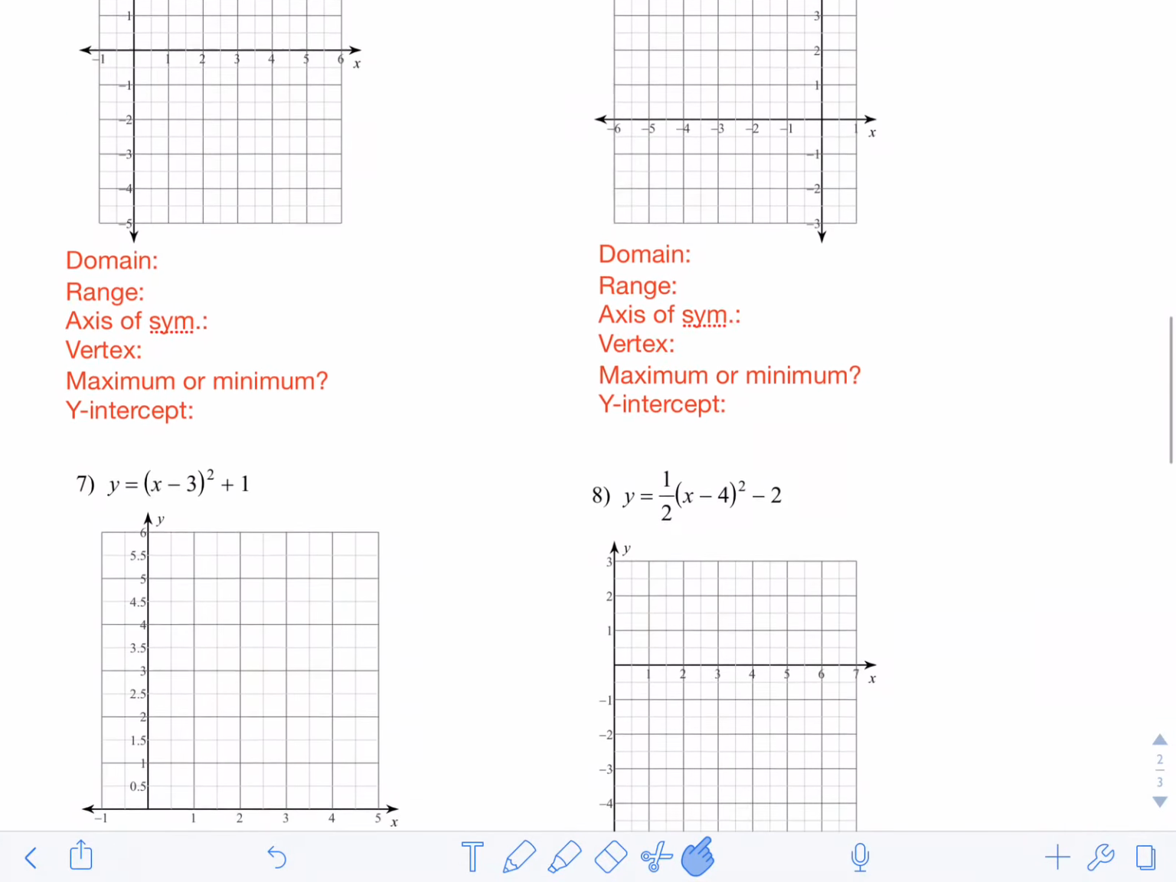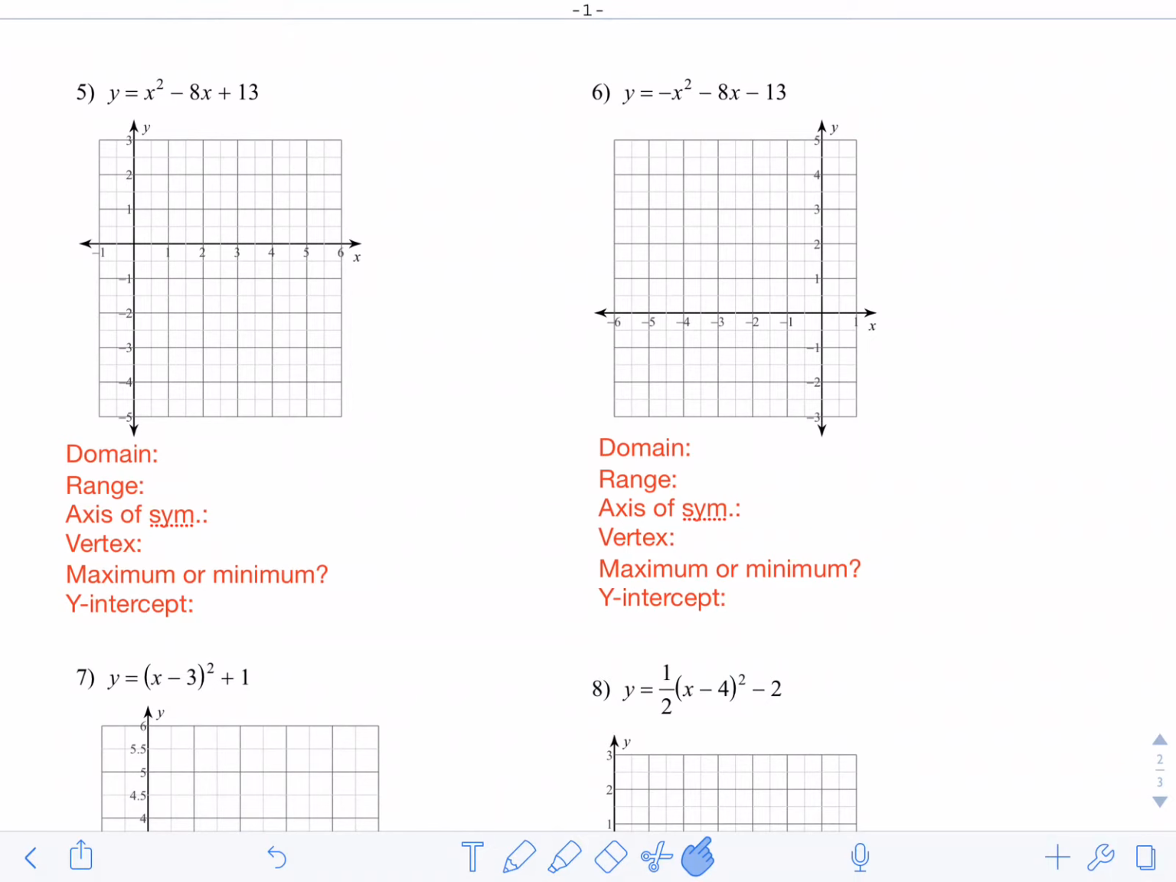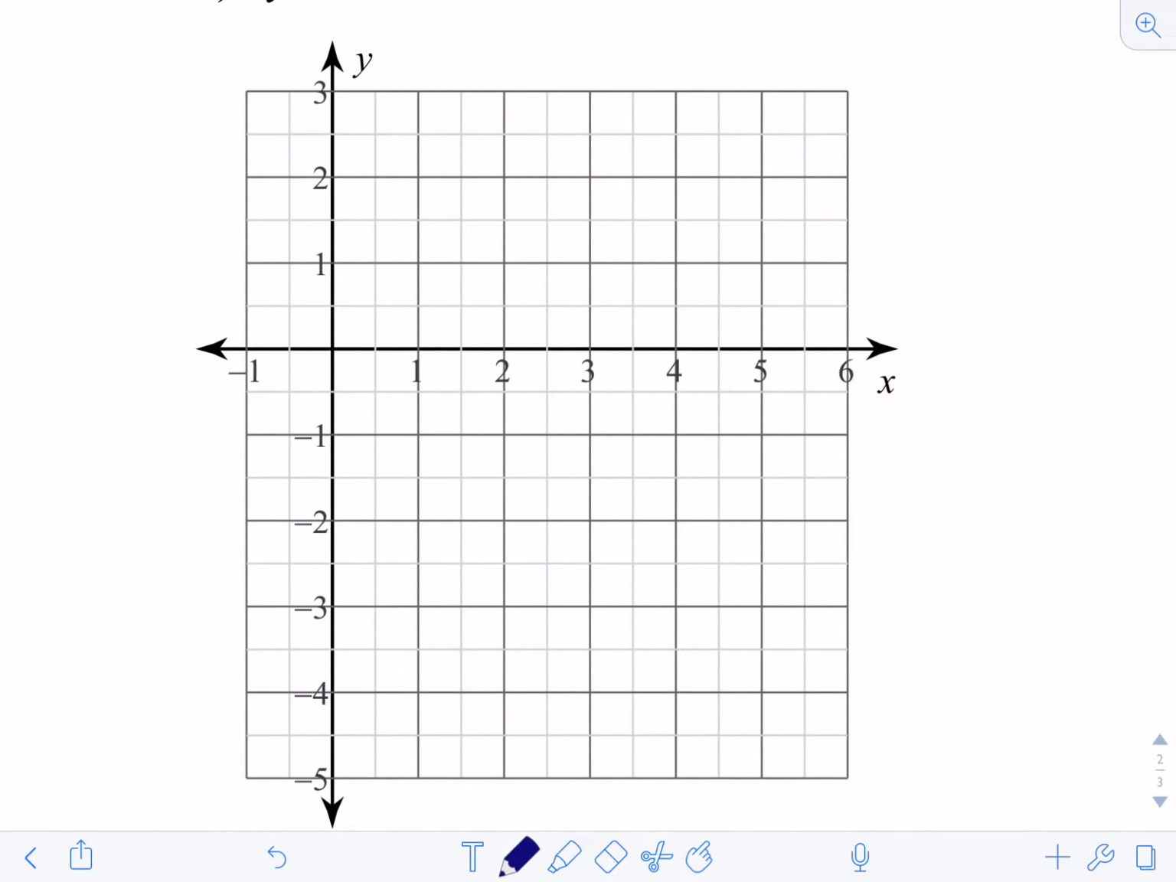Alright, and now we got one more page. So here we go, number 5. We have y equals x squared minus 8x plus 13. I'm going to look at my table. And the first point that I can graph, it looks like I can graph 1, 6. So let me zoom in. Nope, I can't even graph 1, 6. I can graph 2, 1. I can graph 3, negative 2. I can graph 4, negative 3. I can graph 5, negative 2. And I can graph 6, 1. Okay, so I'm going to go ahead and connect my dots.